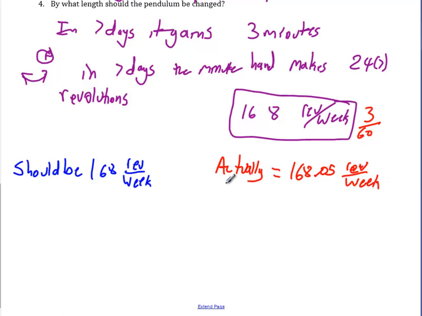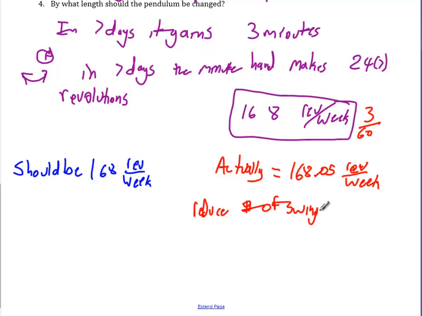Now, this is where the math gets a little bit funky. What we want to do is change the pendulum so that we only get 168 revolutions per week. But each swing of the pendulum causes the same rotation of the hand. So we actually have to reduce the number of swings.